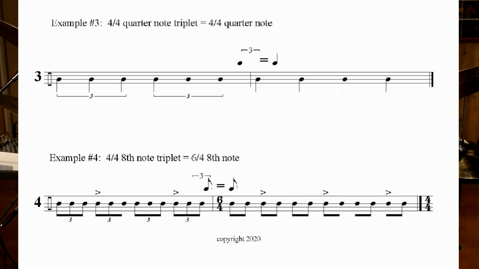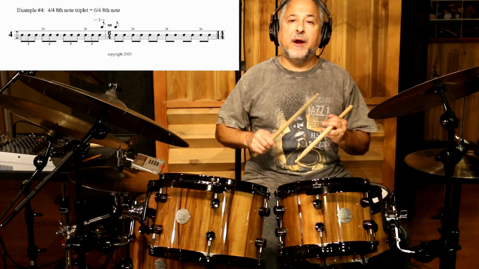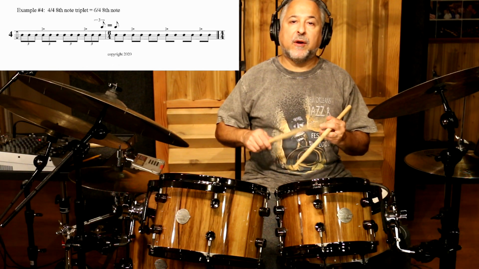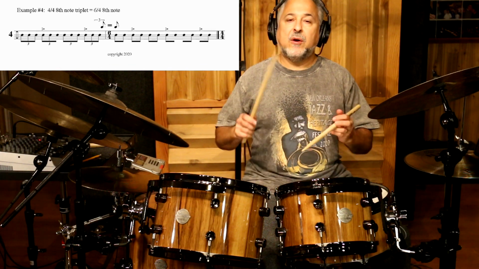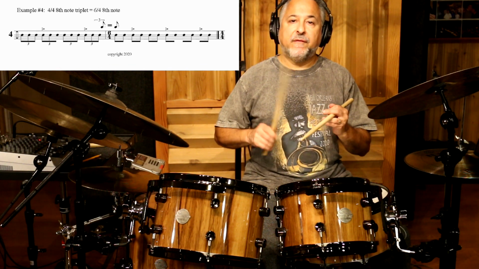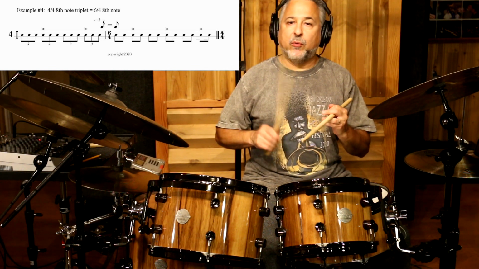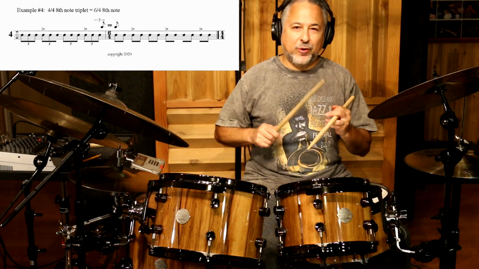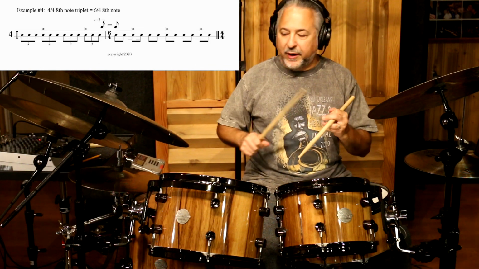So let's try a different kind of metric modulation where the 8th note triplet now will equal the 8th note. So if we put on the metronome on triplets, 1, 2, 3, 4. 1, 2, 3, 4. What happens is that can turn into the 8th note. So 1, 2, 3, 4, 1 and 2 and 3 and 4 and 1 and 2 and 3 and 4 and 1, 2, 3, 4, 1, 2, 3, 4, 1, 2, 3, 4, 1.